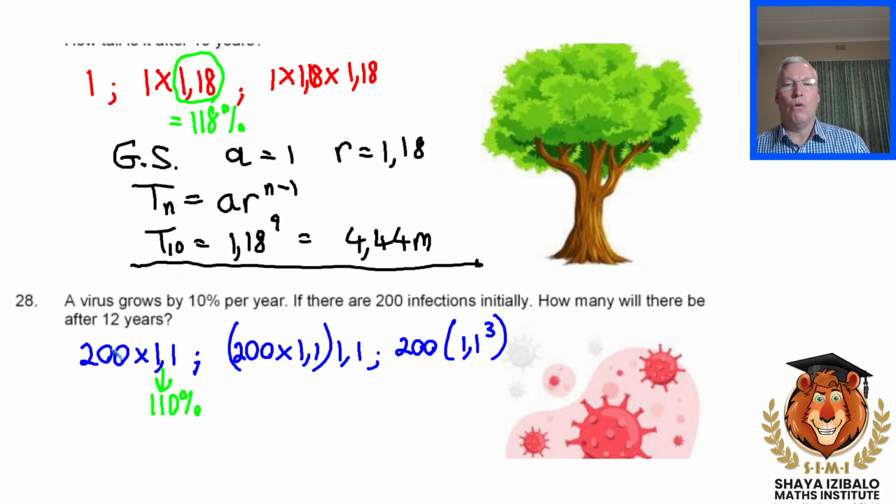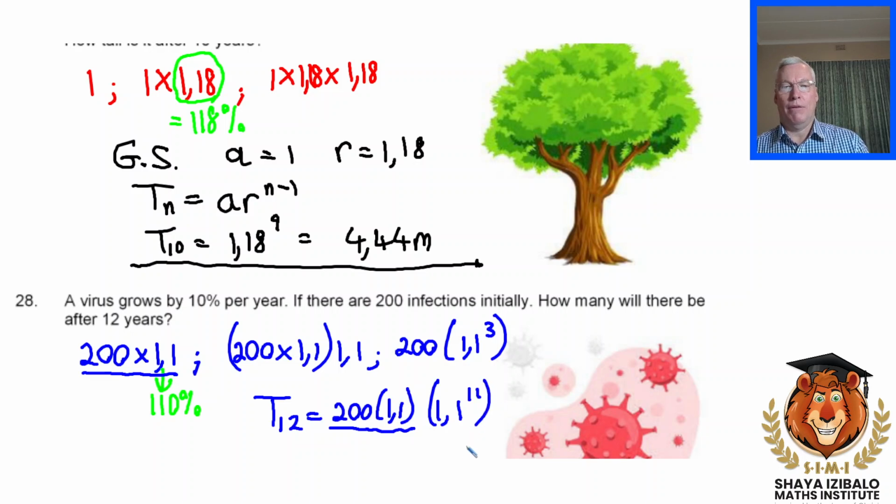So we are looking for the 12th term, T12. So T12 is just going to be 200 times 1,1. That's A. Then we're going to multiply by 1,1 to the power of 12 minus 1, so in other words, the power of 11.